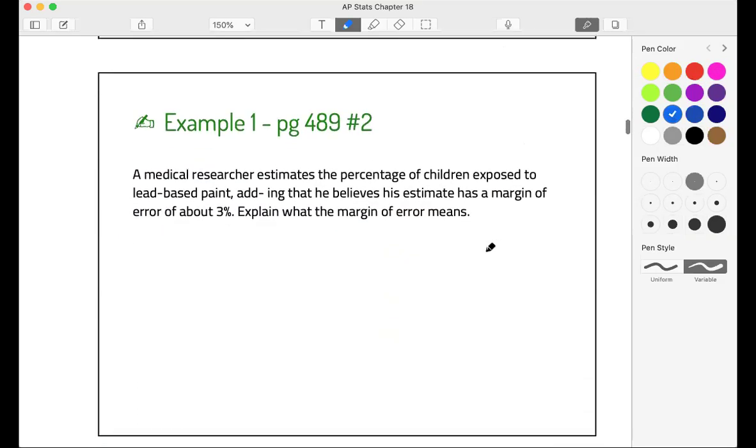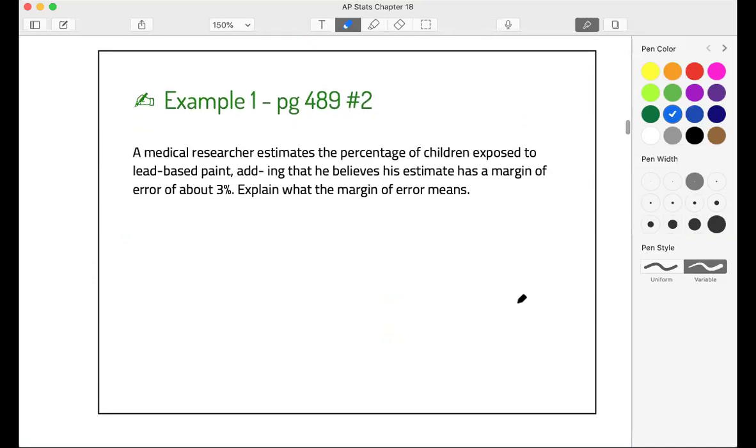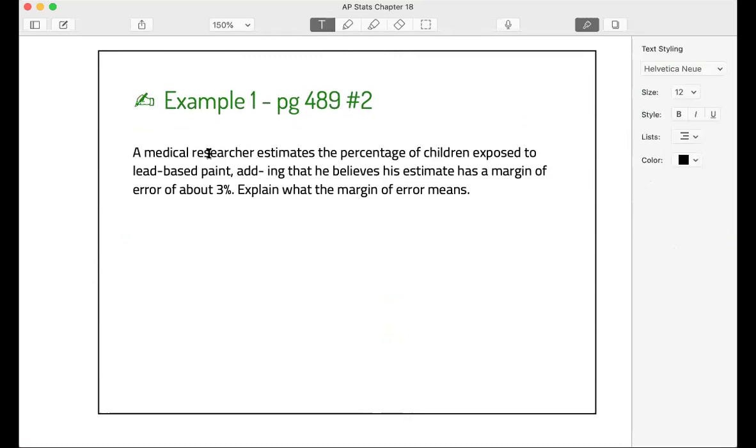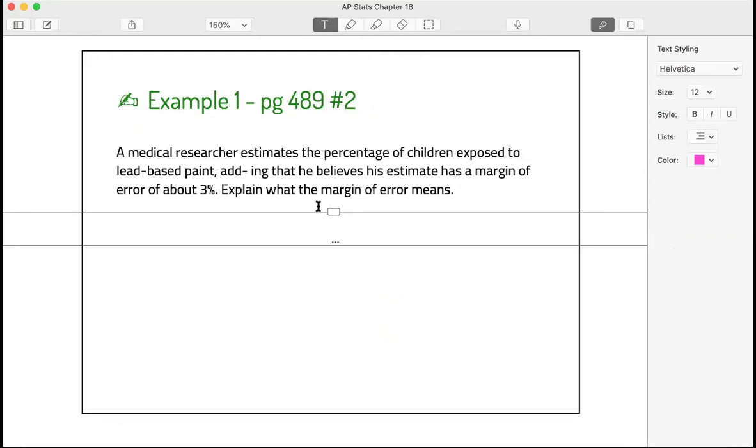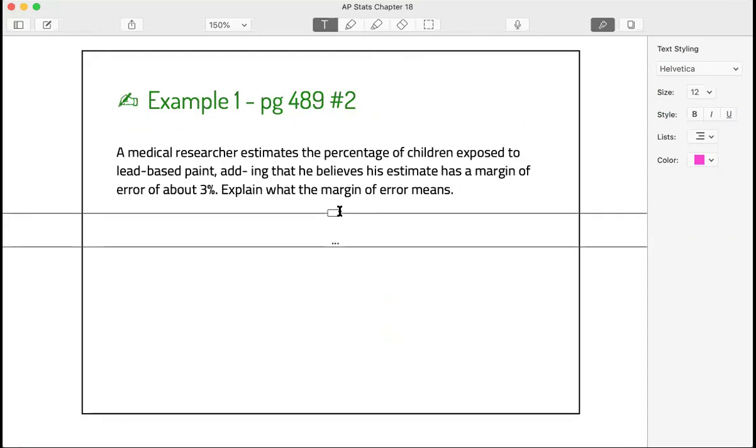Okay, let's take a look at this first example. A medical researcher estimates that the percentage of children exposed to lead-based paint is some value, adding that he believes that the estimate has a margin of error of about 3%. Explain what this margin of error means. Okay, so here is how I would explain what this researcher has come up with. All right, so let me just go ahead and fix this a little bit.